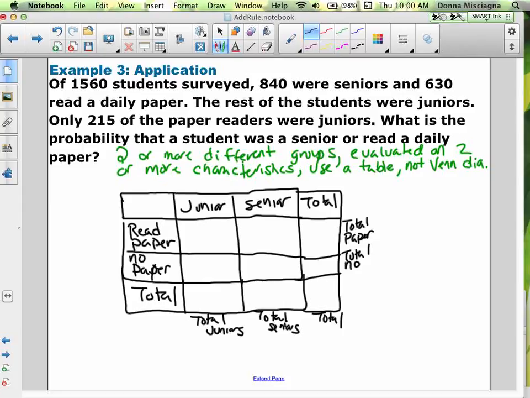Let's put the things in the boxes where they should go. I'm going to have you help me and tell me where any number should go. Let's read the question first. Of 1,560 students surveyed, 840 were seniors, and 630 read a daily paper. The rest of the students were juniors. Only 215 of the paper readers were juniors. What's the probability that a student was a senior or read a daily paper?